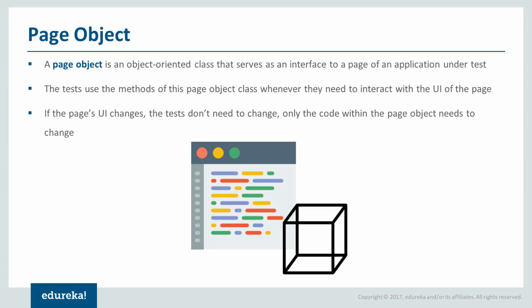Okay, but what is a page object? A page object is an object oriented class that serves as an interface. So do not go with exact definitions of it. All you have to know is what is a page object? The object which is present on a page, which is nothing but your web elements, right? So the tests use these methods of this page object whenever they need in order to interact with the page, right? So that is how we are going to design your POM.